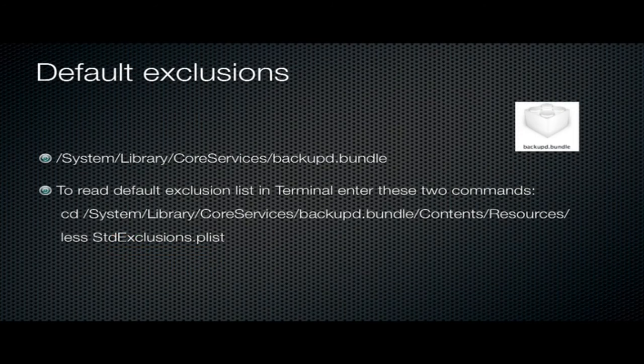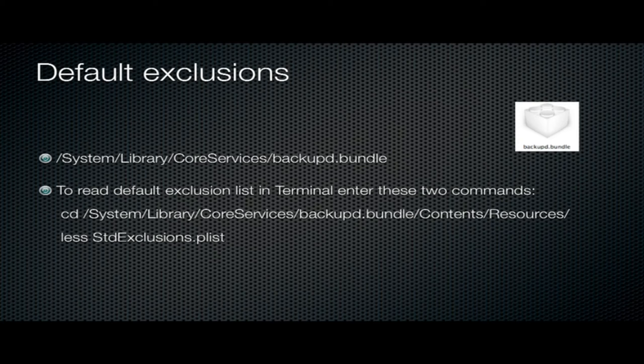The default exclusions applied by Time Machine, which were discussed in episode 1, are stored inside a plist file called StdExclusions.plist. This is located within the backupd.bundle inside /System/Library/CoreServices.